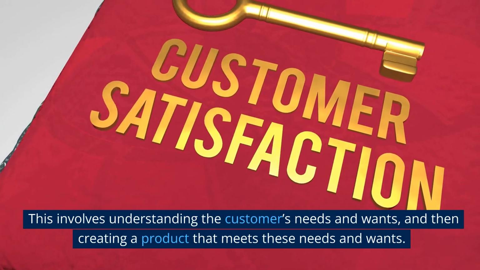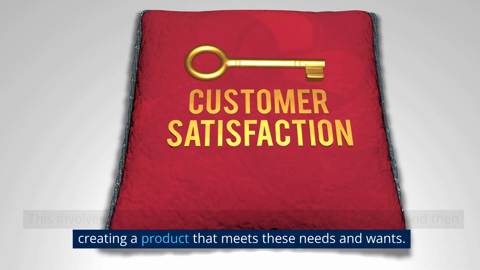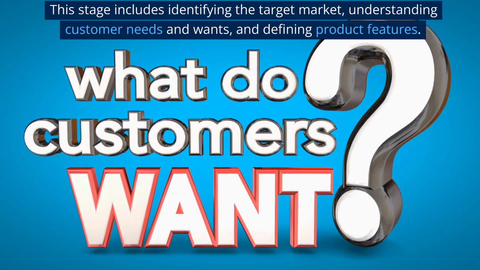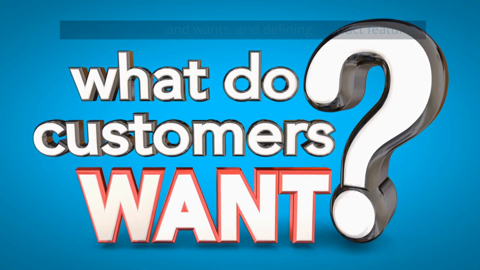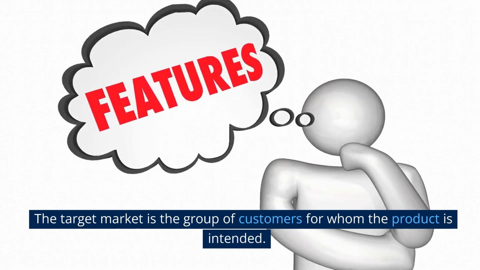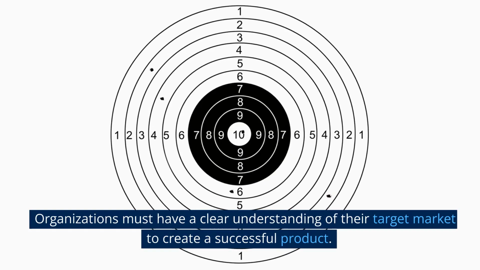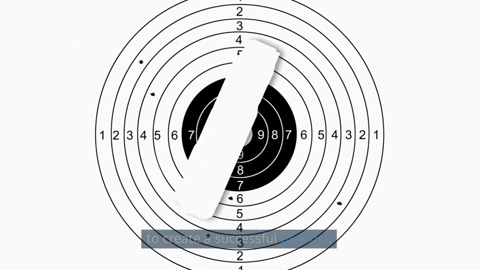This involves understanding the customer's needs and wants, and then creating a product that meets these needs and wants. This stage includes identifying the target market, understanding customer needs and wants, and defining product features. The target market is the group of customers for whom the product is intended. Organizations must have a clear understanding of their target market to create a successful product.